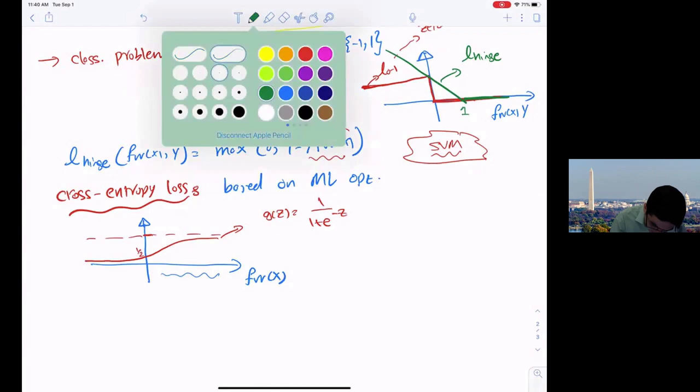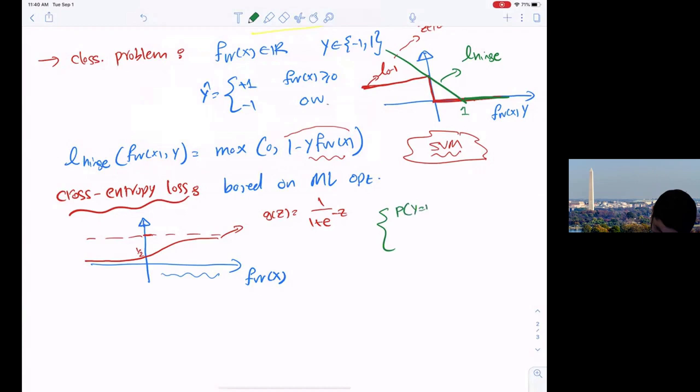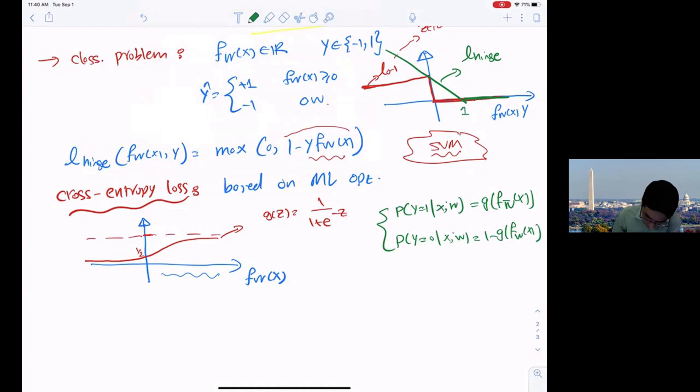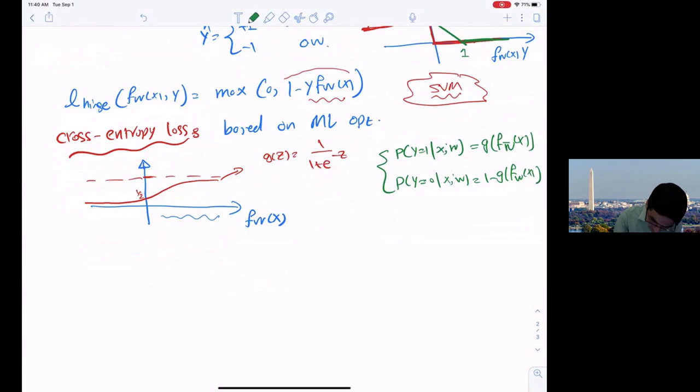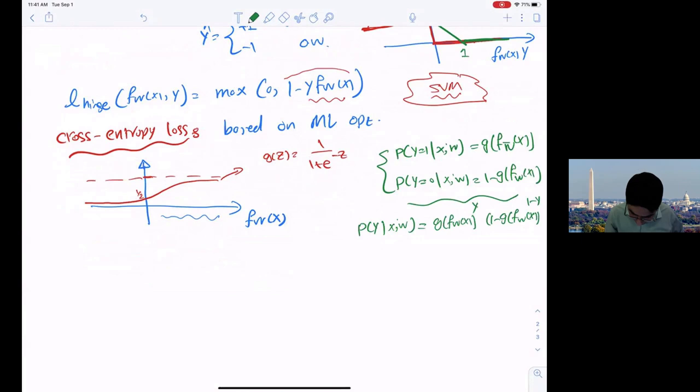So we basically say we have this generative model for labels. The probability of y given x and a particular w is g of fw of x, and the probability of y to be 0 is just the complement of this, 1 minus g of fw of x. That's it. So in other words, you can combine both of these equations. You can write probability of y given x and w as nothing but g of fw of x to the power of y times 1 minus g of fw of x to the power of 1 minus y. Why is this the case? Because when y is 0, this term goes away, so I get 1 minus g of fw of x. When y is 1, the second term goes away, and the first term is g of fw of x. So I basically summarize these two equations in one equation here.